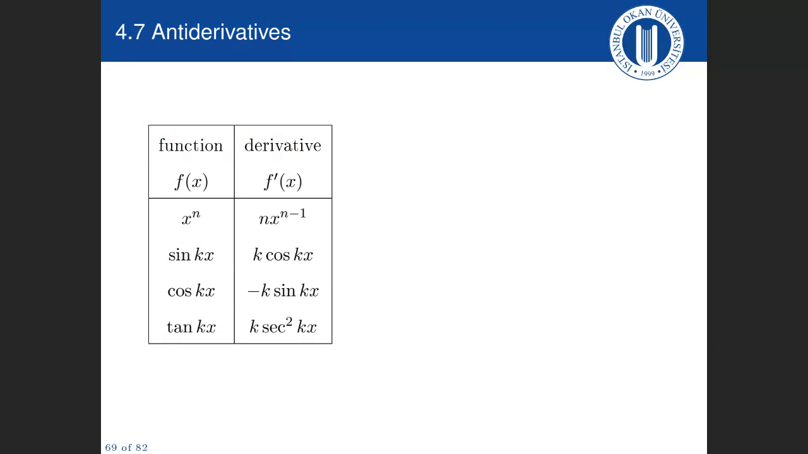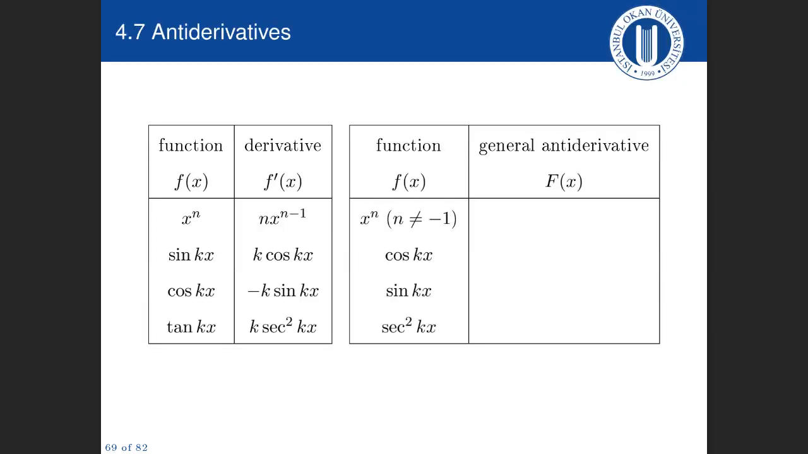Let me just recap a few of the derivatives we've seen so far. The derivative of x to the power n is n x to the power n minus 1. The derivative of sine kx is k cos kx. The derivative of cos kx is minus k sine kx, and the derivative of tan kx is k sec squared kx. Now let's talk about antiderivatives.